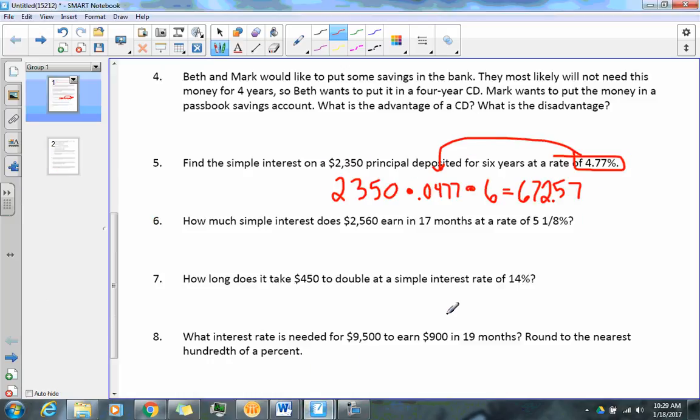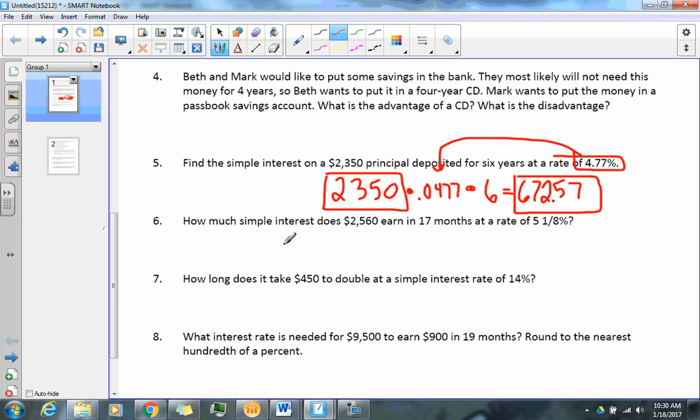Now, this is where it's different. For the simple interest, it just tells you how much money it made. So if you were to ask another question, how much money is now in the account? You would take your initial principal, which is this, and add it to this, and this will tell you how much money is now in the account. So $672.57 just tells you how much money was made.